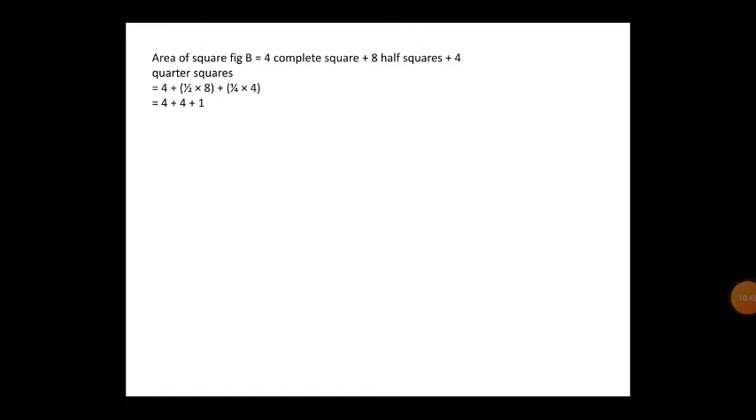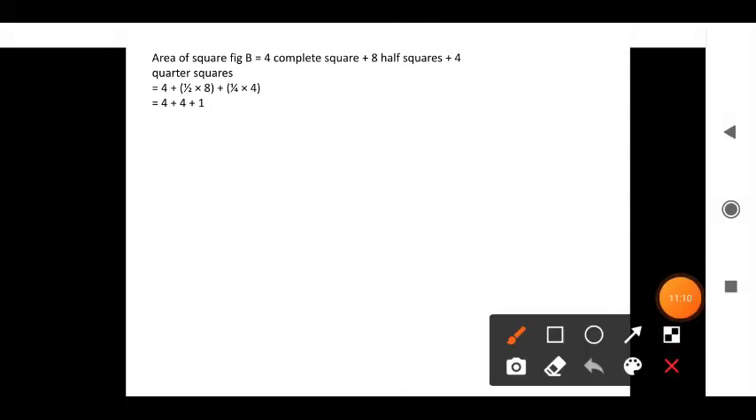Now, 4 complete squares means you have to write 4, plus half into 8 squares, plus 4 quarter squares. Quarter means 1 by 4. Half means 1 by 2. That is the reason I have written 1 by 2. Half means 1 by 2, 1 by 2 into 8. Quarter means 1 by 4, 1 by 4 into 4.